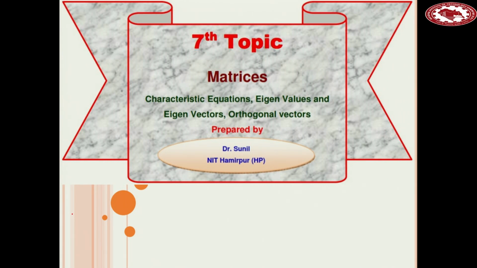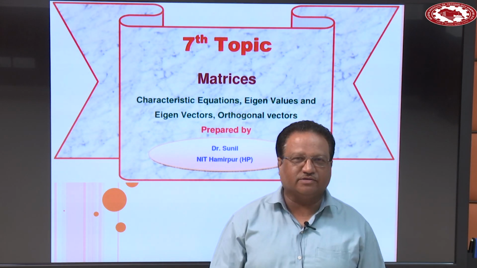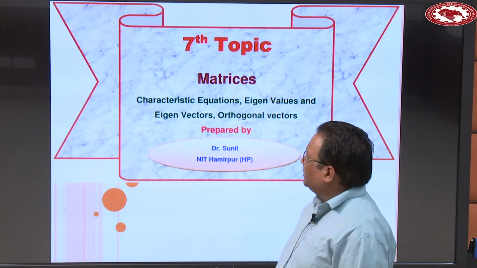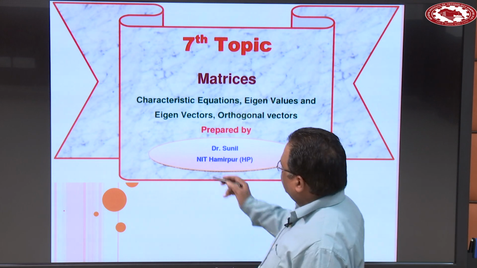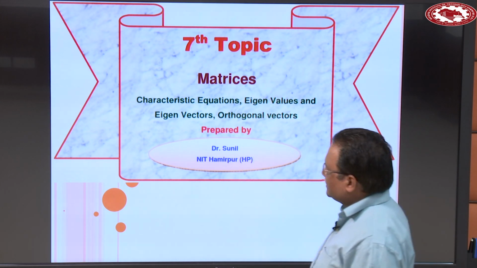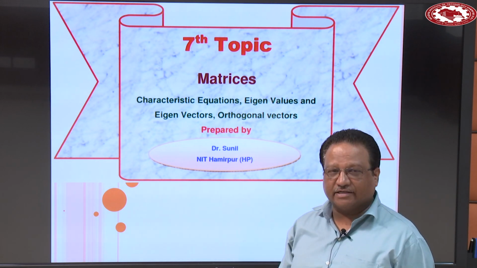So, today we will discuss a new topic, eigenvalues and eigenvectors. Broadly speaking, characteristic values or characteristic vectors. So, here we have the characteristic equation. What is the characteristic equation and symbolically how can we represent it?